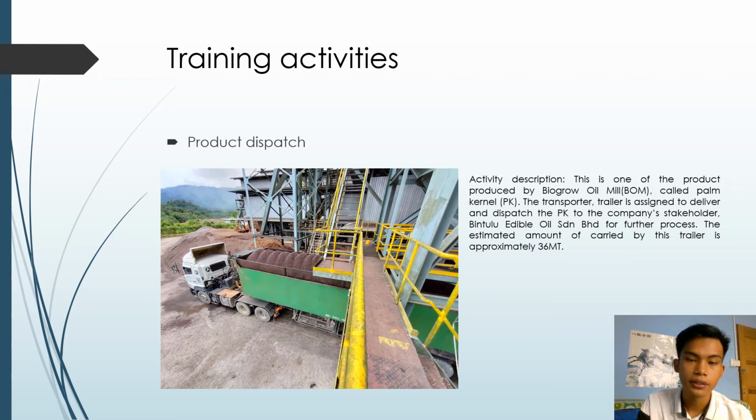Next training activities are observing the product dispatch. Based on this figure, this is one of the products produced by Bagro Oil Mill called palm kernel (PK). So the transporter trailer is assigned to deliver and dispatch the PK to the company stakeholder, which is Bintulu Edible Oil Sinar Berhad, for further process. The estimated amount carried by this trailer is approximately 36 metric ton.